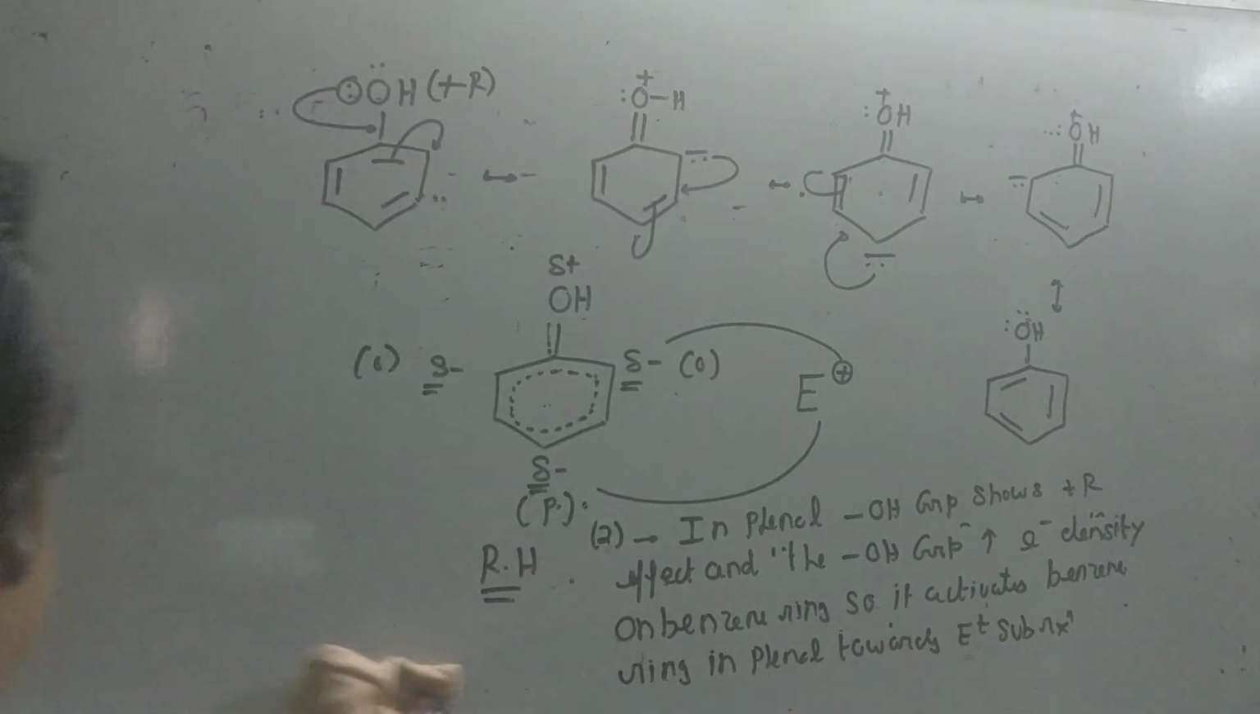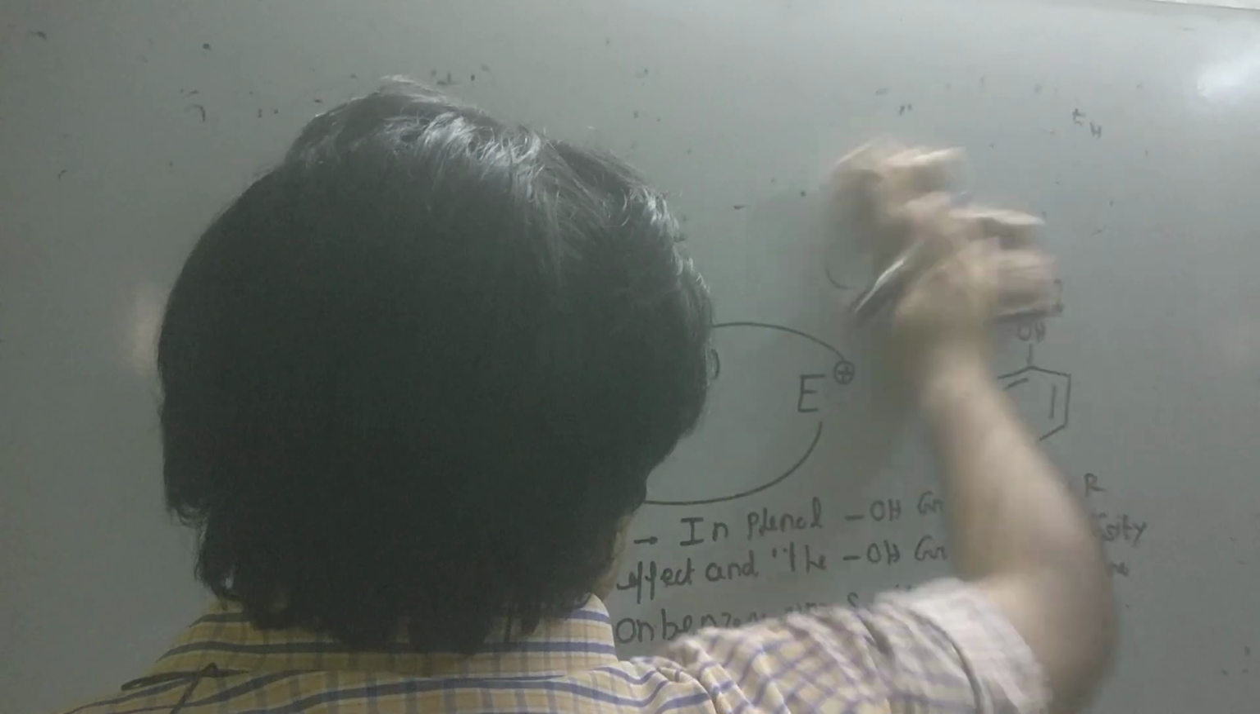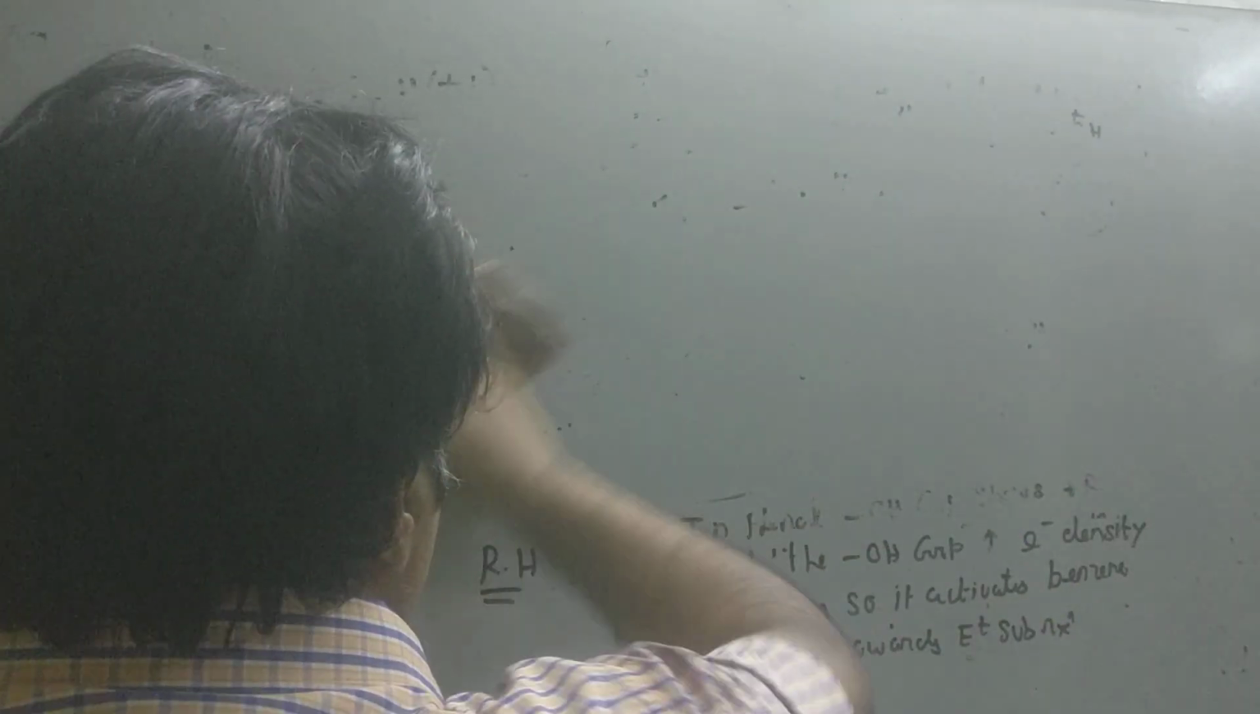Let's now start with the examples of electrophilic substitution reactions in the case of phenol. As I have told you, we will be discussing 4 reactions, always electrophilic substitution reactions: halogenation, nitration, sulfonation, and Friedel-Crafts reaction. So let's start with halogenation. I'll take the example of bromination. Let's take the example of the halogen bromine reacting with phenol.